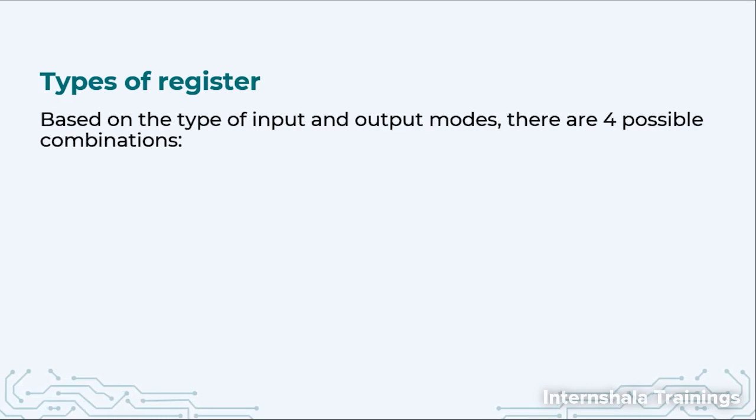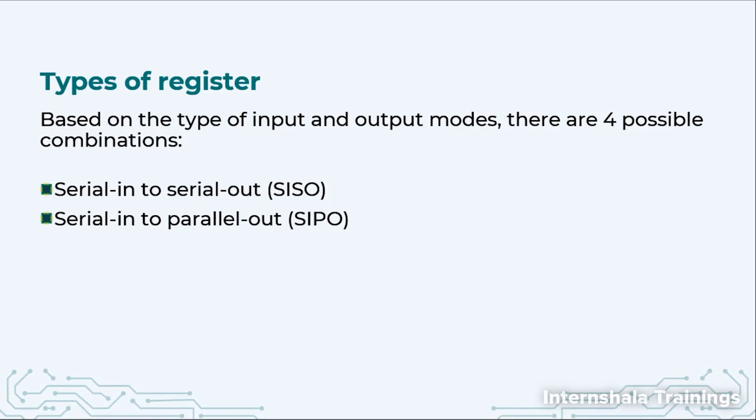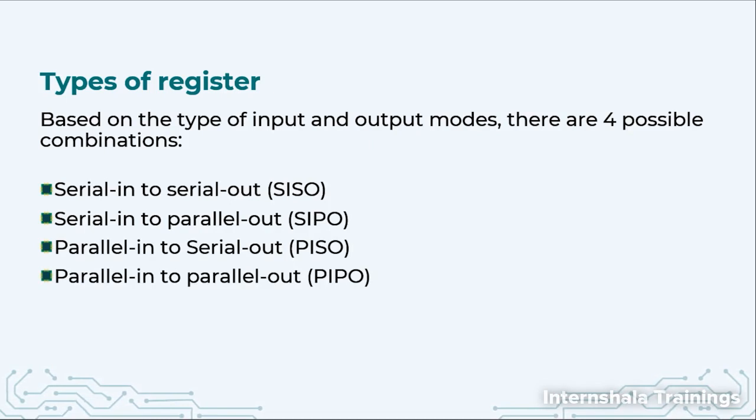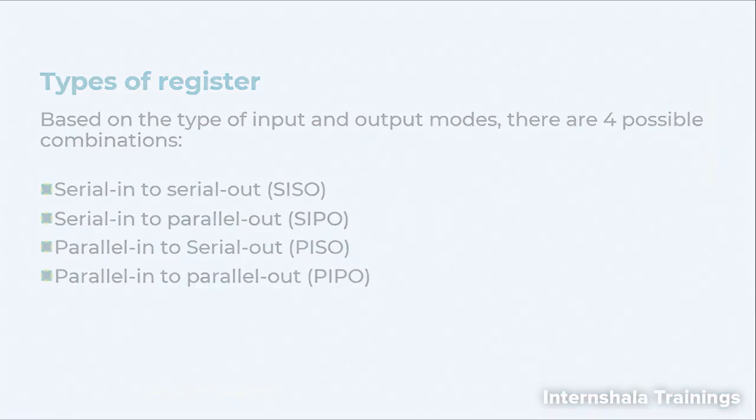Now we see that input can be loaded in 2 different ways and output can be extracted in 2 different ways. So based on these combinations, we have 4 possibilities: serial input, serial output; serial input, parallel output; parallel input, serial output; and parallel input, parallel output. Now let us talk about all these 4 different combinations one by one in detail.